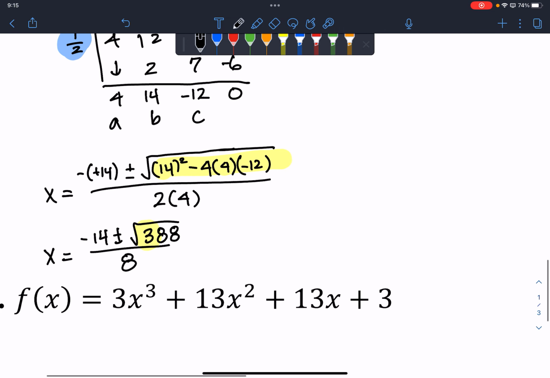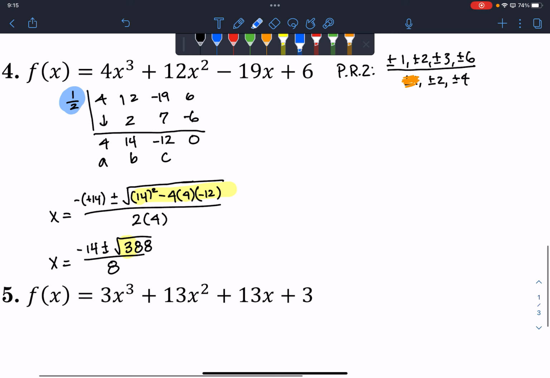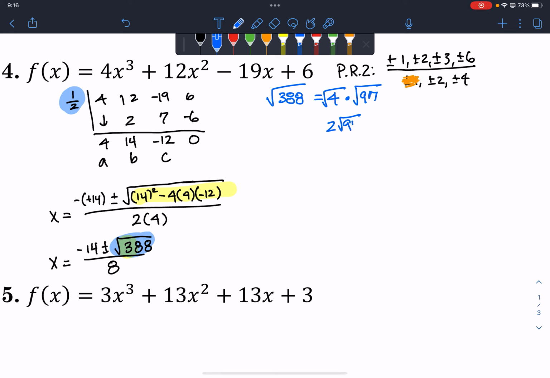We can use 4, and we can break this apart. Break this up. The square root of 388 can be written as the square root of 4 times the square root of 97. And since the square root of 4 is 2, this is 2 times the square root of 97. So doing that substitution, we end up getting negative 14 plus or minus 2, the square root of 97, divided by 8.